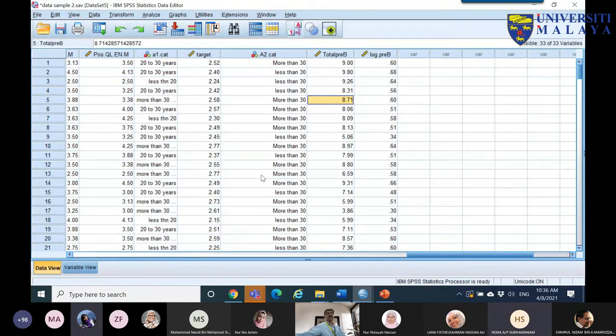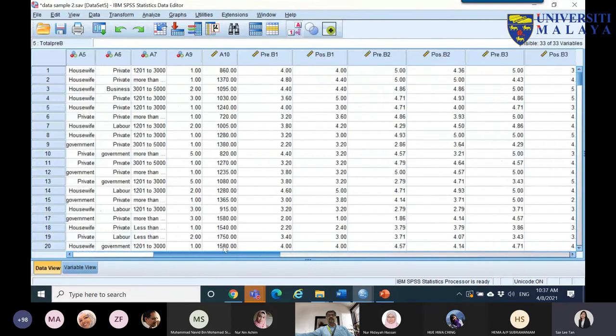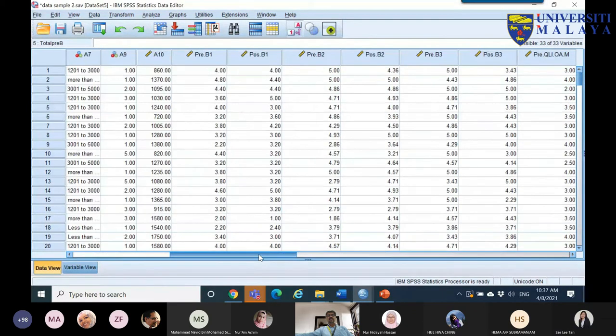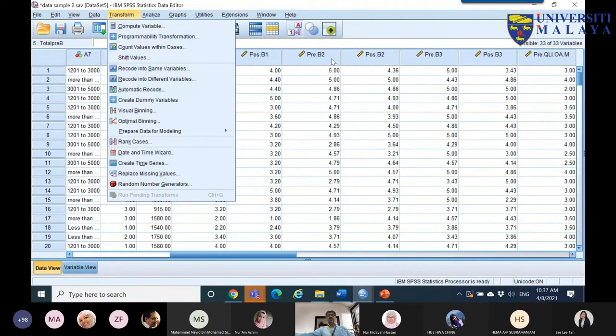Yes. Any question? Doctor, what about recoding yes or no data? Can we use the automatic recoding? Actually, if you want to convert to yes, no, it depends on the data. For example, if you want to convert, there is no categorical data.